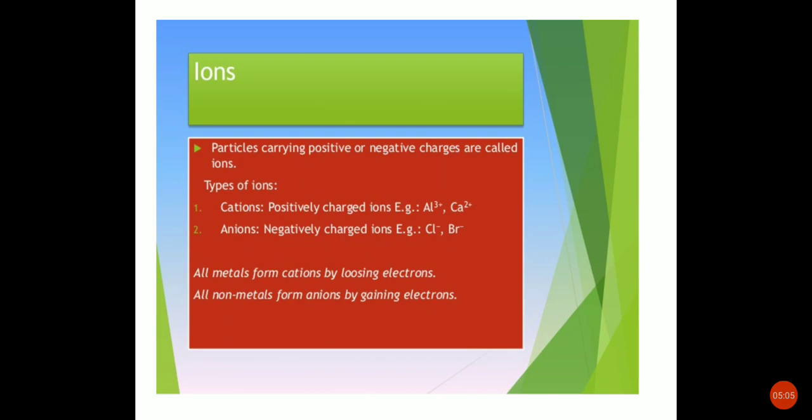Okay, so today we have seen chemical formulae and ions. Chemical formula is the symbolic representation of a compound by its composition, and ions are the particles carrying positive or negative charges. That is all about today's session.